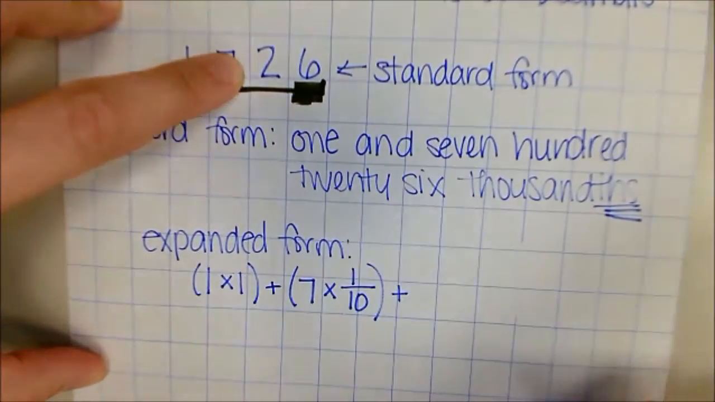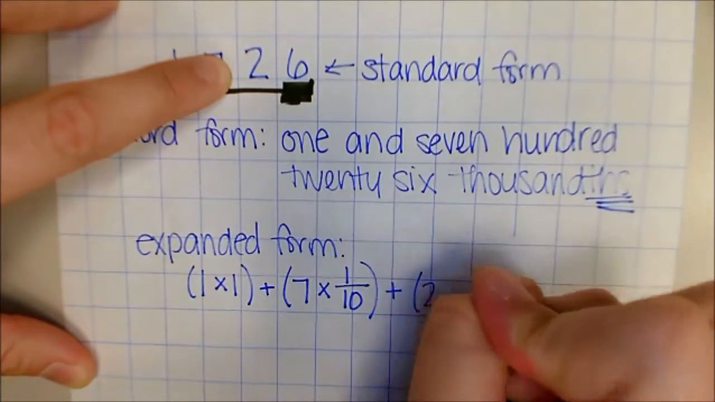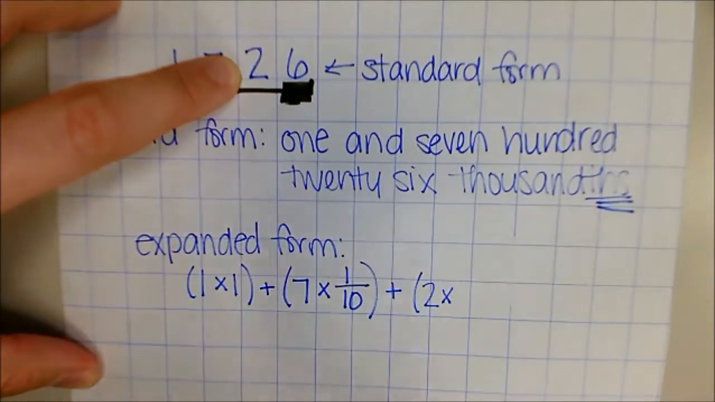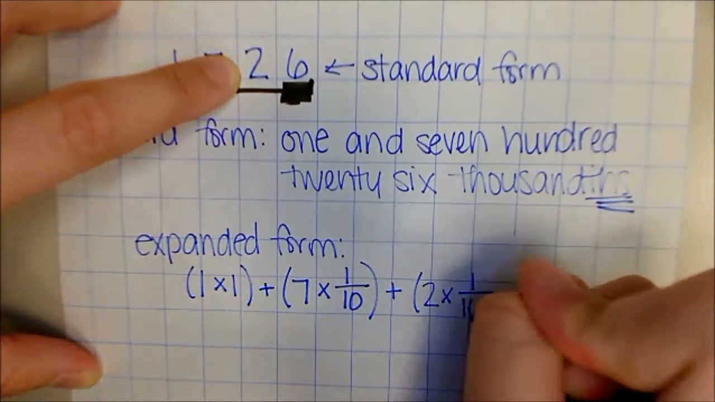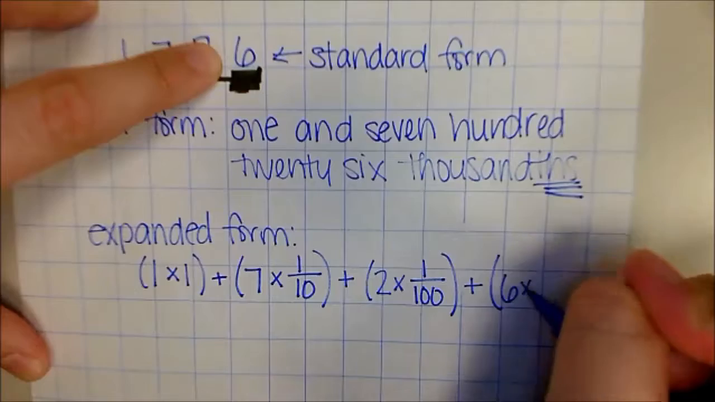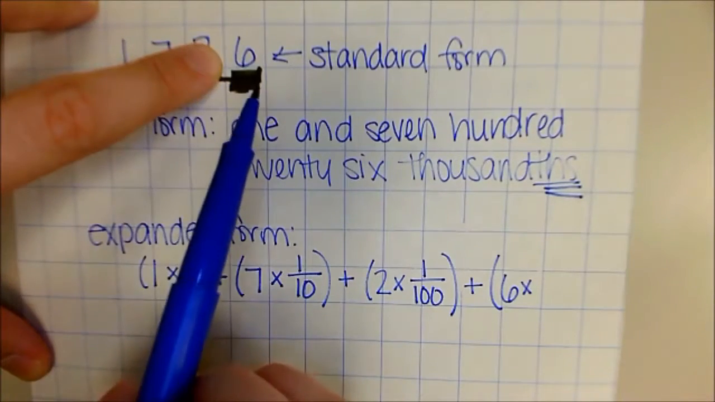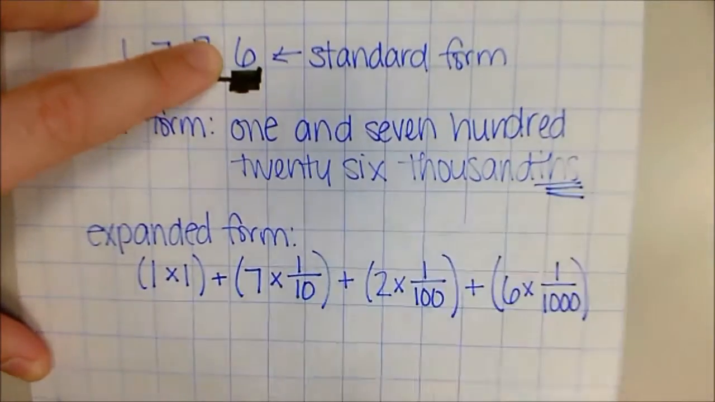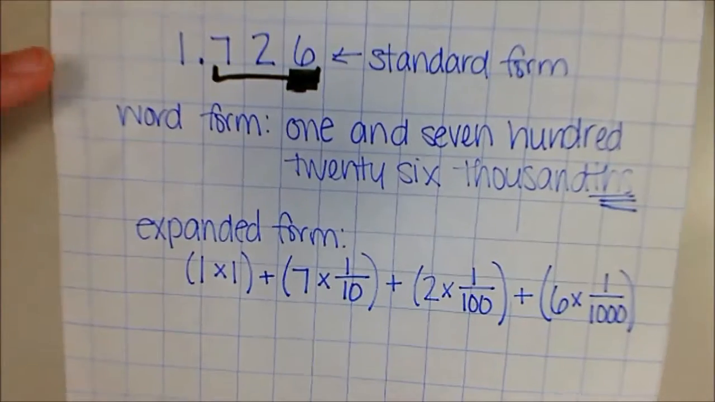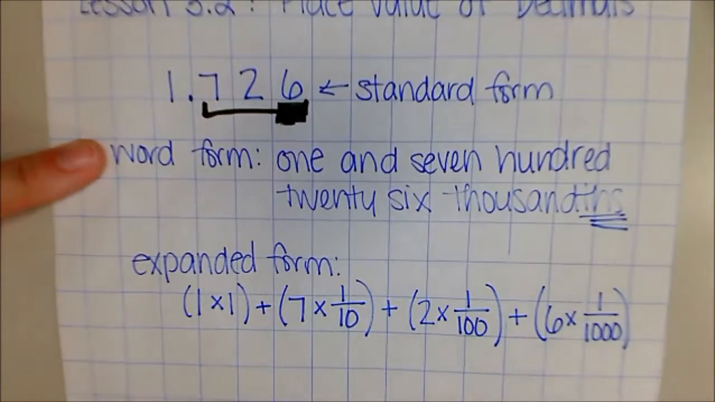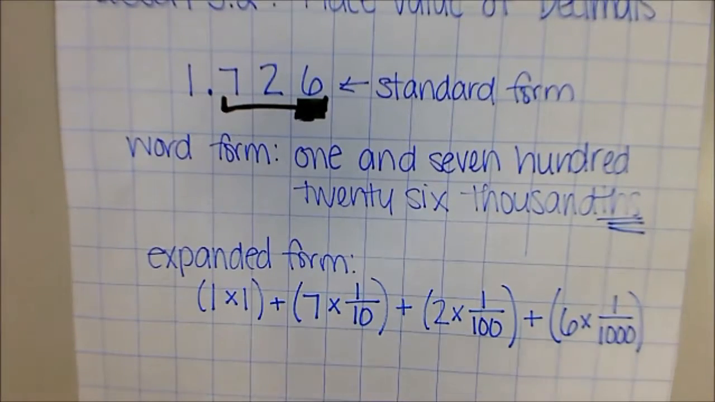And I'm going to go to my next number, which is the 2. I'm going to say 2 times, well, this is located in the hundredths. And since I'm in decimal world, I'm writing that as a fraction. That would be 1/100, plus my last number is 6. And I know that this 6 is located in the thousandths, so I'm going to turn this into 1/1000. So you have 3 forms for writing your decimal. You have standard form, you have word form where you're actually writing out what you're saying, and you have expanded form where we are stretching out each place value in the number.